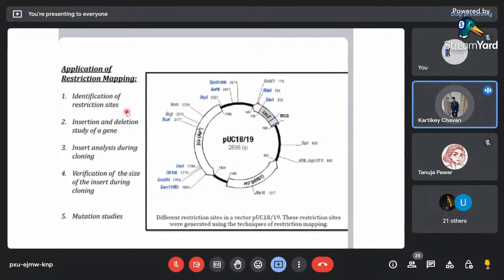The second one is insertion and deletion. This is the study of a gene. In order to insert a modified gene or a selective gene, we can use restriction mapping. The third one is insert analysis during cloning, so we can analyze what we are inserting. The fourth one is verification of the size of the insert during cloning, so we can verify the size of the DNA fragment we are introducing into a selective DNA fragment. And the last is mutation studies, of course. Next, please.